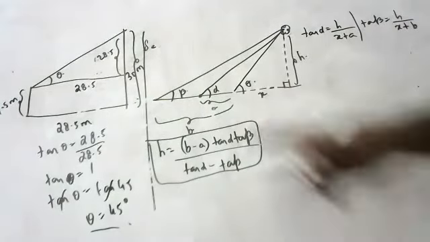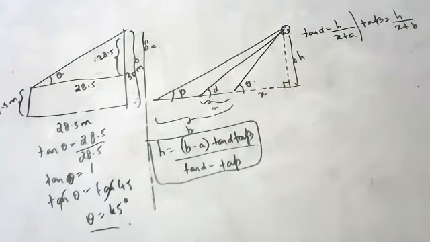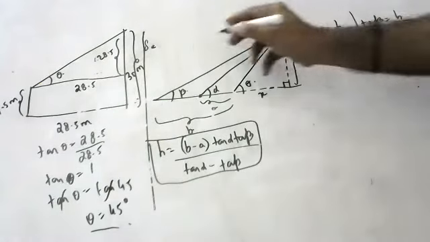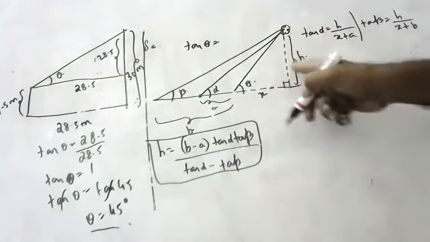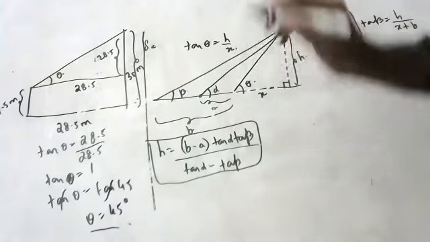Okay, children? Don't take this as B, children. Next one. If ever it is useful, we will take, children. Tan theta. What is tan theta, children? H by X. If ever it is useful, we will take, children.